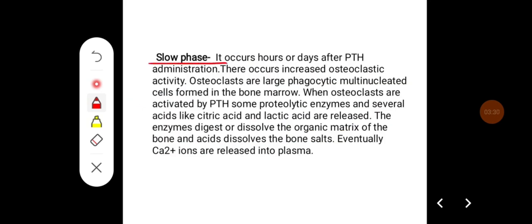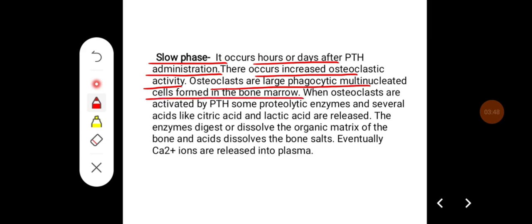In slow phase, which occurs in hours or days after parathormone administration, there occurs increased osteoclastic activity. Osteoclasts are large phagocytic multinucleated cells formed in the bone marrow.